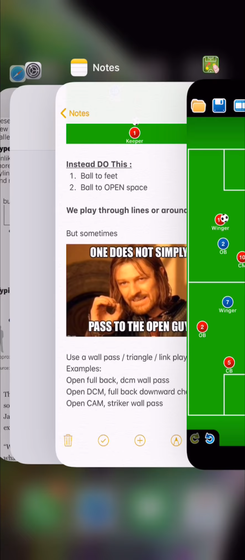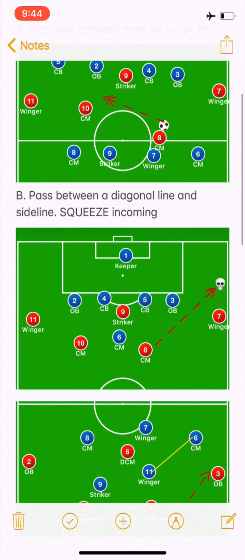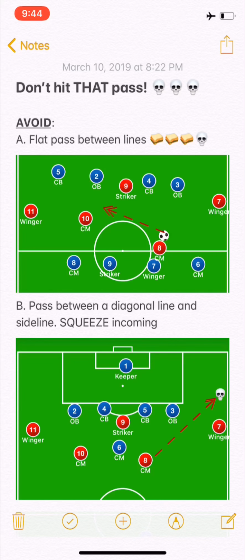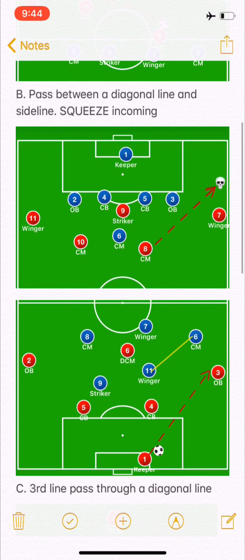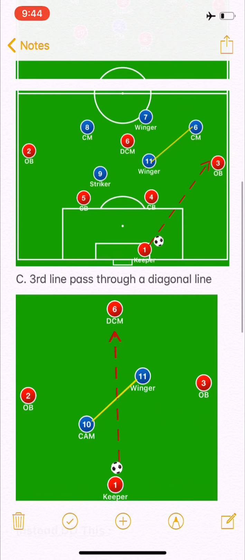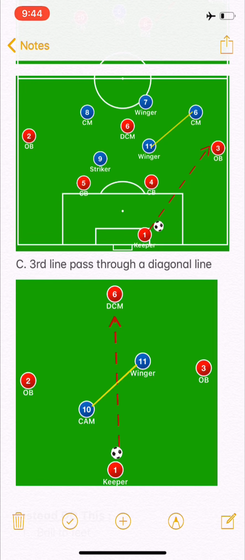Just to recap, avoid that sandwich pass between lines, whether it's these two lines, or even the line between the midfield and the strikers. Watch out for that one. Avoid one to the sideline, to space that isn't there, because your wide player is guarded, right? The defense, they want to squeeze it to the sideline, so watch out. Don't hit that one. Try to play the space behind. Try to break lines with the ball. And finally, watch out for any defensive diagonal lines.